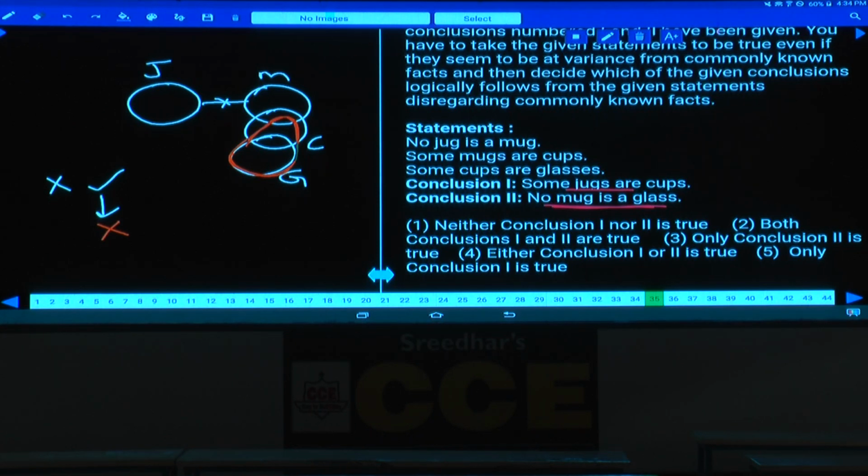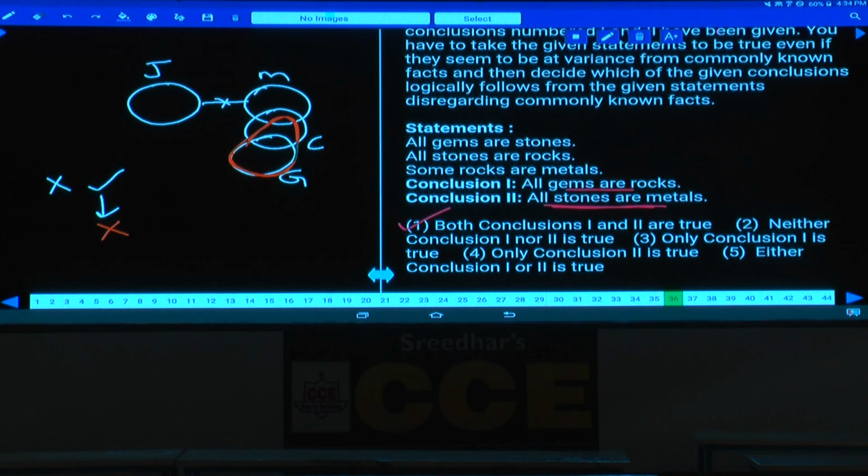And so what is your answer here? Neither 1 nor 2, choice 1. Question number 35, it is choice 1. Then 36.